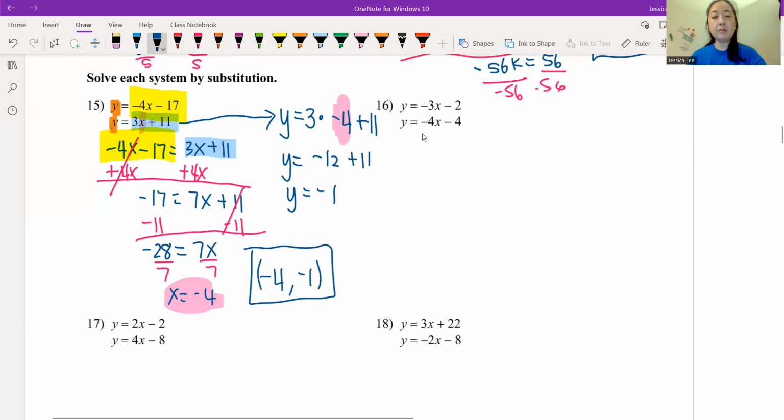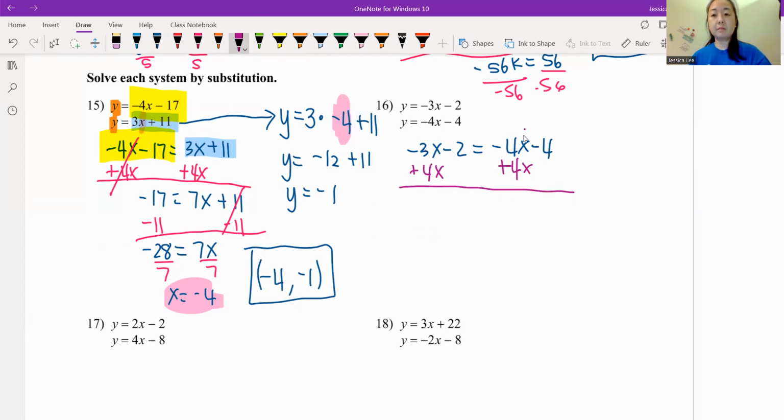All right, so let's try that again. So we're going to set these equal to each other. So negative 3x minus 2 is equal to negative 4x minus 4. Let's go. And so we're just going to, again, combine like terms. So we're going to just get the x's together. I'm going to add 4x to both sides. And then what do we get? So we get negative 3 plus 4 is going to be 1x, or you can just say x, right? x minus 2 is equal to negative 4.